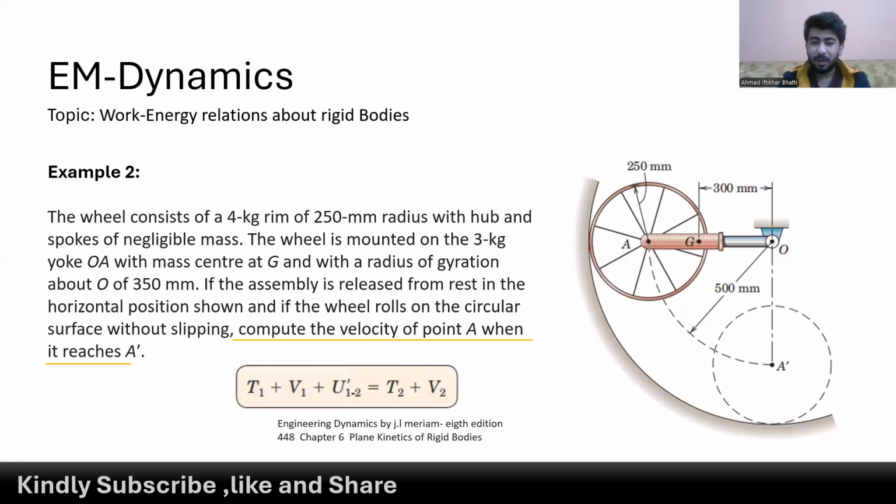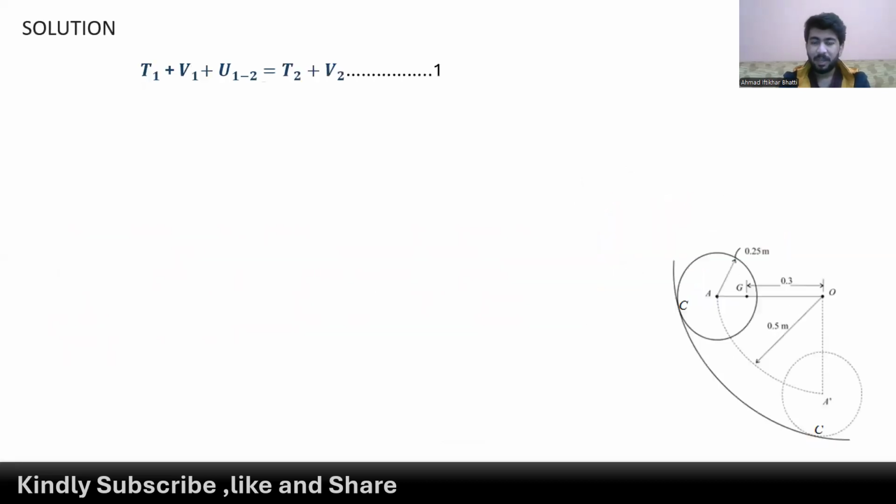And for this, we have a work energy relation, that is initial kinetic energy plus initial potential energy plus work done is equal to final kinetic energy plus final potential energy. But here the initial kinetic energy and potential energy are zero as the assembly is released from rest in the horizontal position. So we have to find the final kinetic energy and final potential energy.